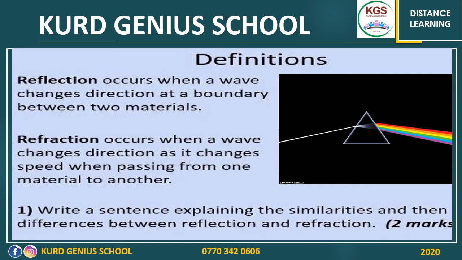Reflection occurs when a wave changes direction at a boundary between two materials. But refraction occurs when a wave changes direction as it changes speed when passing from one material to another material. Guys, write me a sentence explaining the similarities and then the differences between reflection and refraction on a piece of paper. And don't forget to write your name and send it to me.